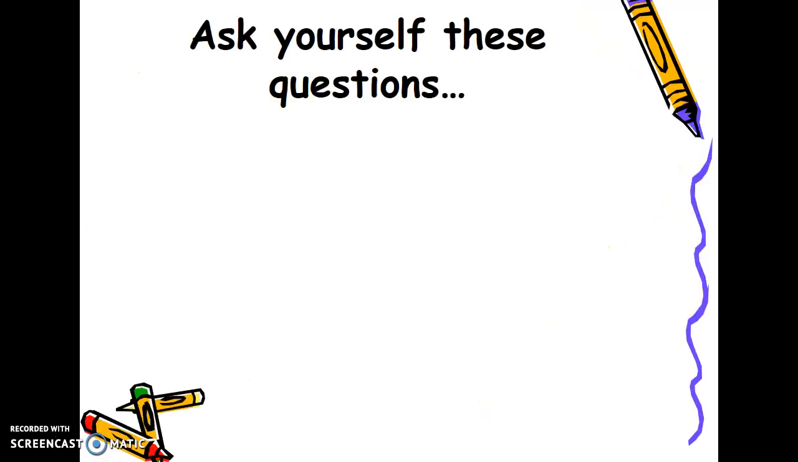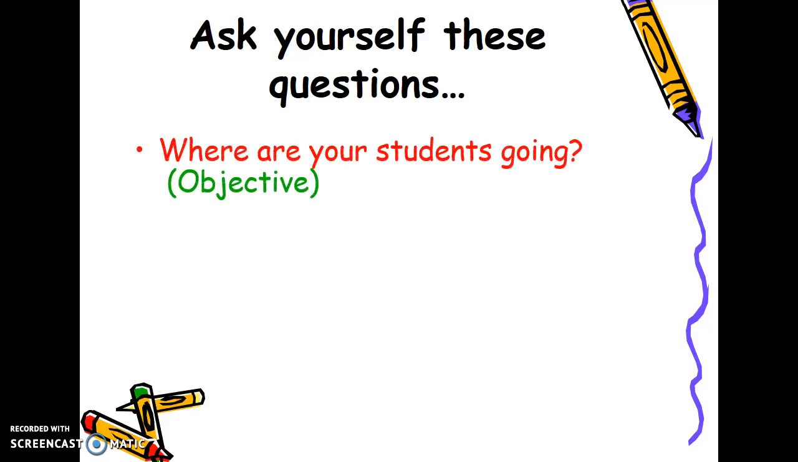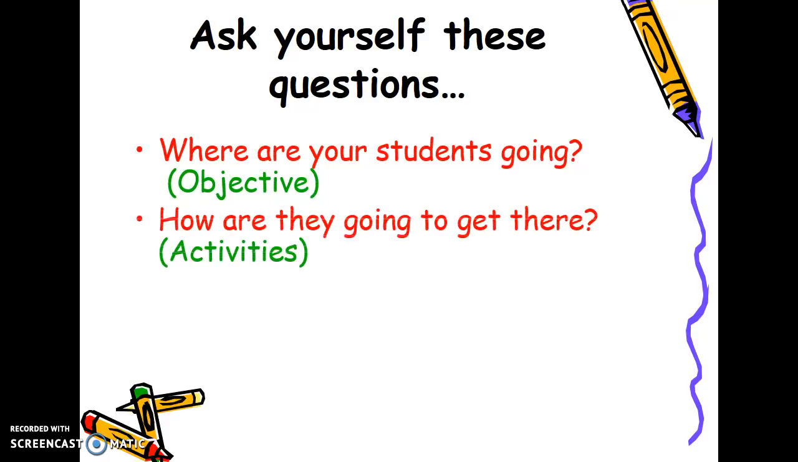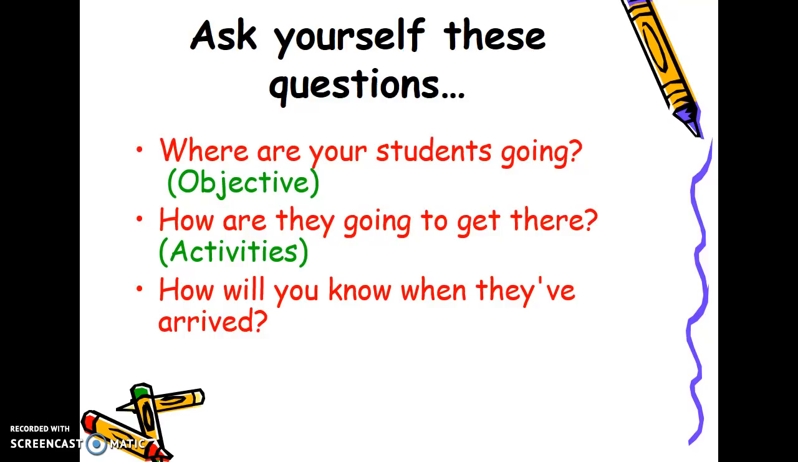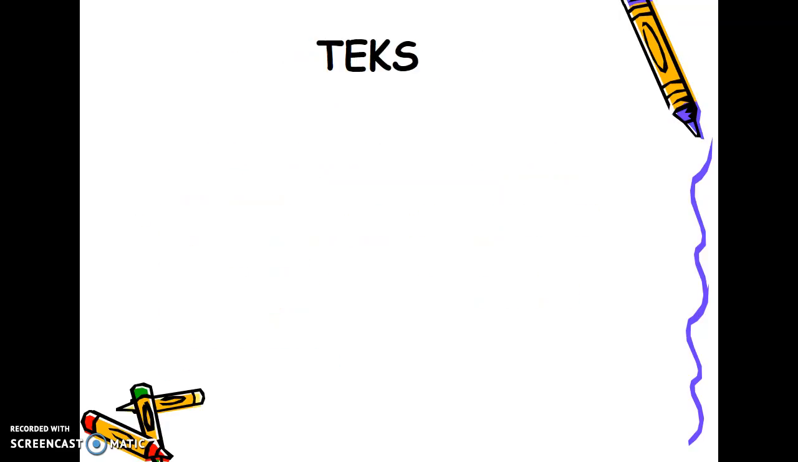So when you are putting together your lesson with your partner, I want you to ask yourself 3 questions. Where are your students going? That's going to be your objective. How are they going to get there? That's all the activities that you're going to do in order to teach the objective. And how are you going to know that they've arrived? How are you going to know that they've achieved the objective? And that is your assessment.